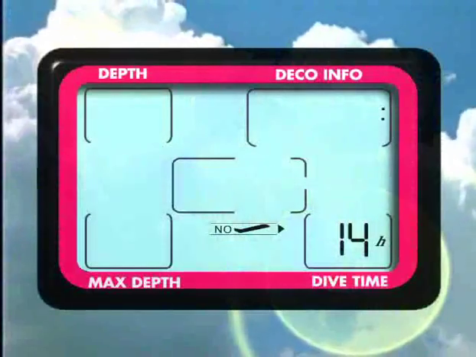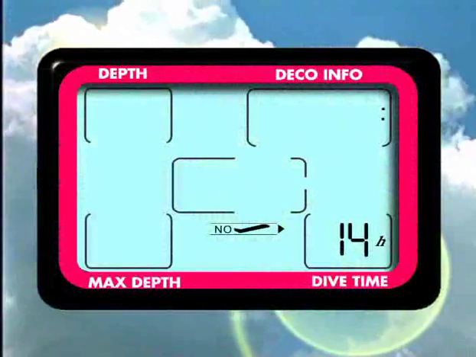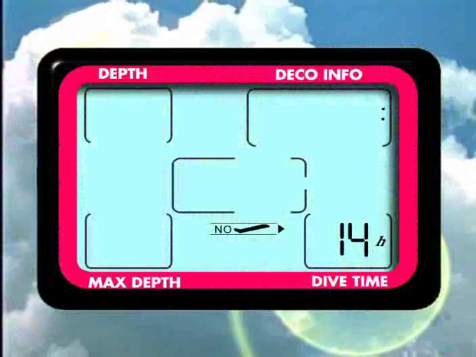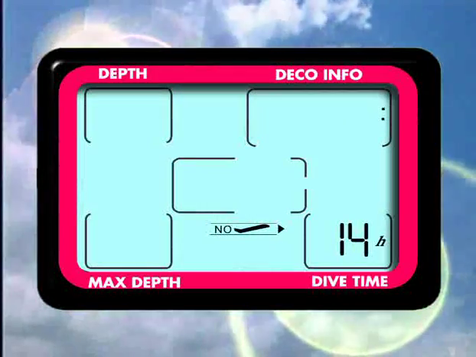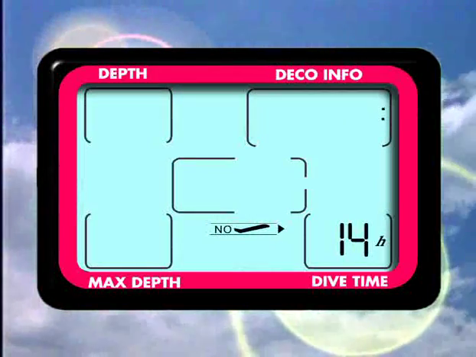Another sign that might appear is a crossed out airplane or the word no. This indicates that you should not change altitude, as you need to do if you fly in an aeroplane or drive up a mountain, before the time indicated on the computer has elapsed.